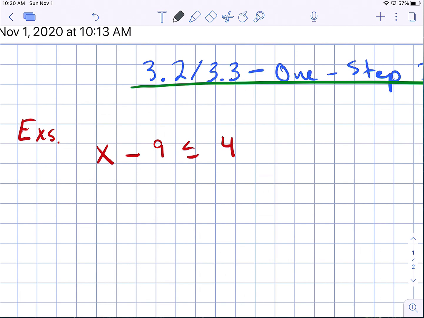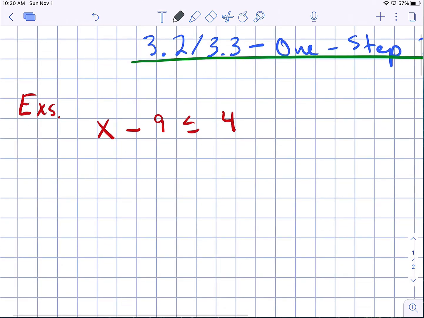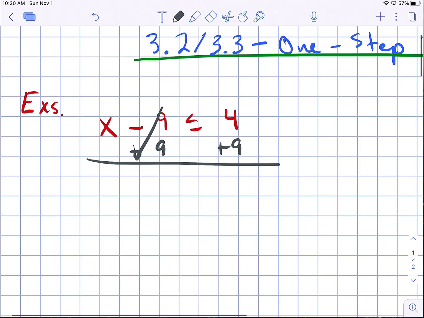So, for example, this first one, x minus 9 is less than or equal to 4. If I'm going to solve this inequality, I'm going to do it just like I would an equation. How do I get rid of the minus 9? I'm just going to add 9 to both sides. That'll get rid of the minus 9 here. And x is less than or equal to 9 plus 4, which is 13. And that is it. Again, we're going to do the exact same thing we always do.